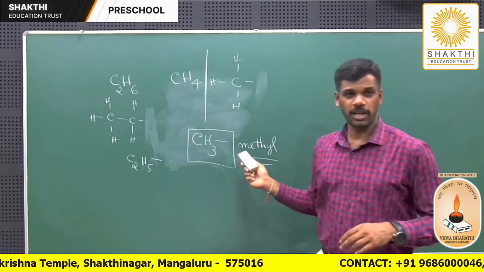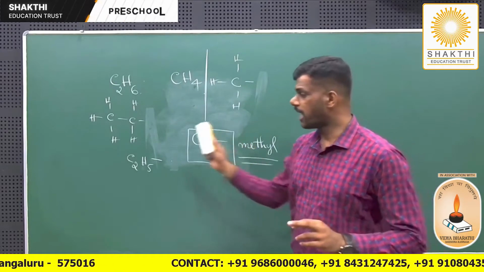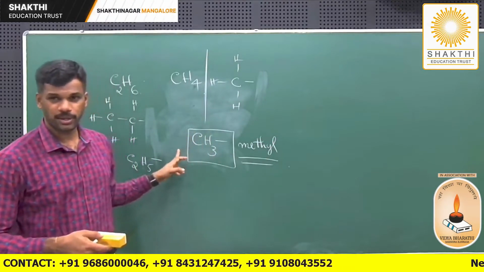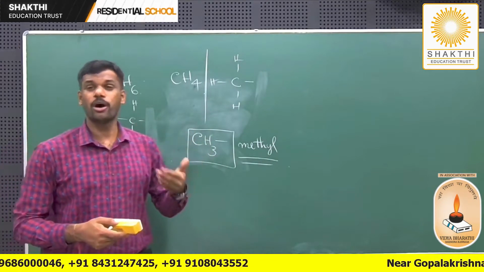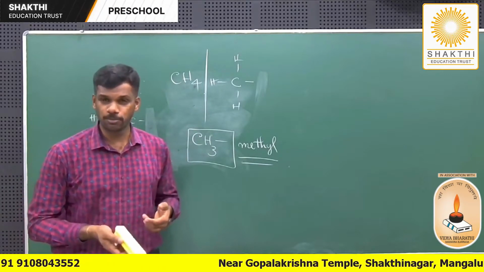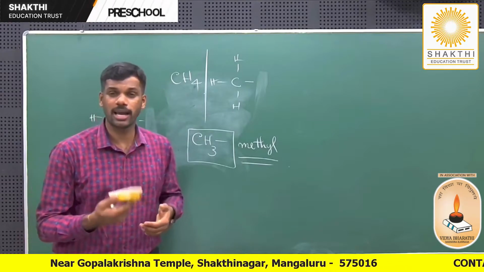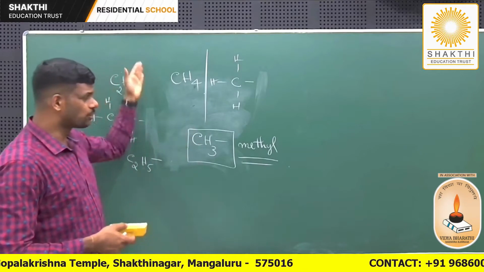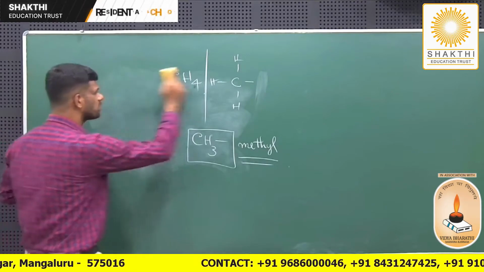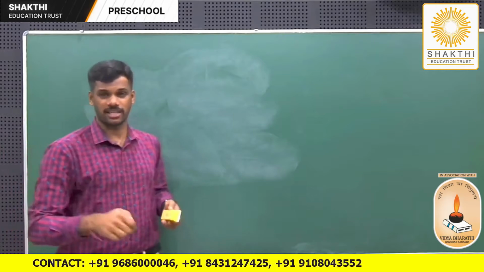So it is very clear: the methyl group is obtained by removing one hydrogen from methane. The ethyl group is obtained by removing one hydrogen from ethane. And you got to know how to write the propyl group, butyl group, pentyl group, hexyl group, heptyl group, octyl group, nonyl group and decyl group. These groups are very, very important because based on these groups, the real functional groups come into existence.